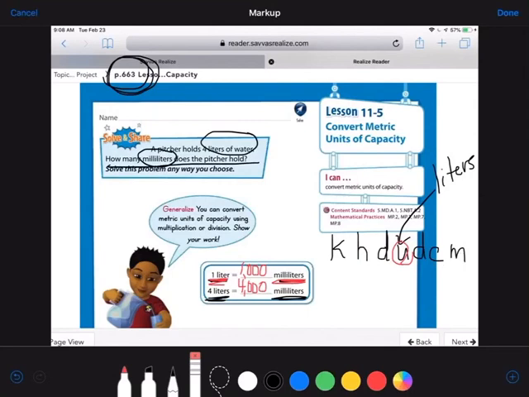Let's prove that that's true. We are going to say we're going from liters to milliliters. Go to your units, that's your liters, and say 1, 2, 3 jumps to the right to get to milliliters. So put your 4 liters and say 1, 2, 3 jumps to the right equals your milliliters, 4,000 milliliters. Good.